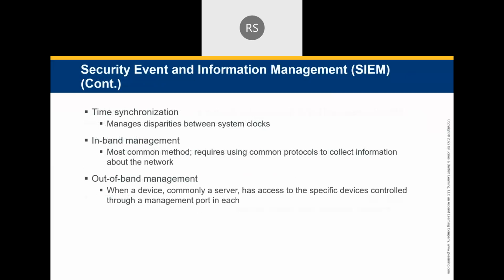The in-band management is the most common method used in the SIEM. So it involves using common protocols to collect information about the network. It allows for real-time monitoring and management of security events. The out-of-band management involves a device, commonly a server, that has access to specific devices controlled through a management port. So it provides an alternative method for managing security events and information.